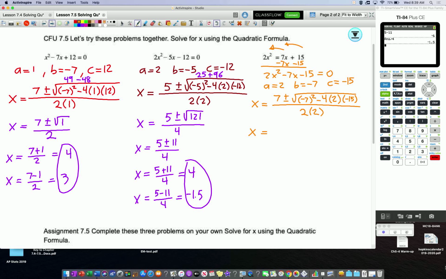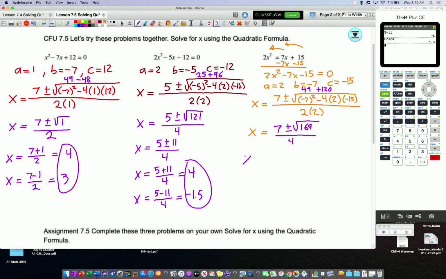All right, so let's start doing our math here a little bit. That becomes 49. 4 times 2 is 8, or negative 8, and negative 8 times negative 15 becomes 120. So I get 7 plus or minus the square root of 49 and 120 is 169, all over 4.